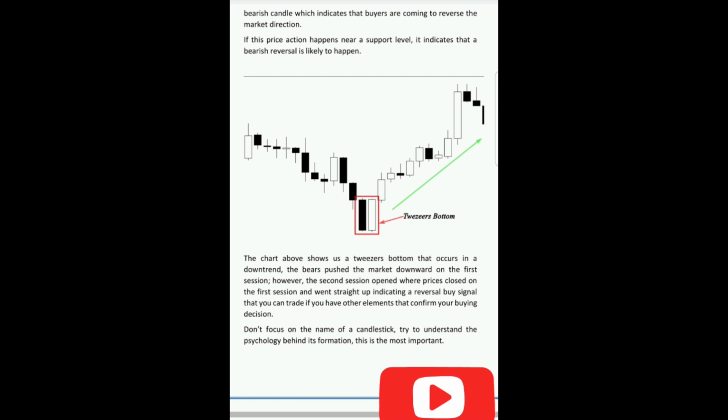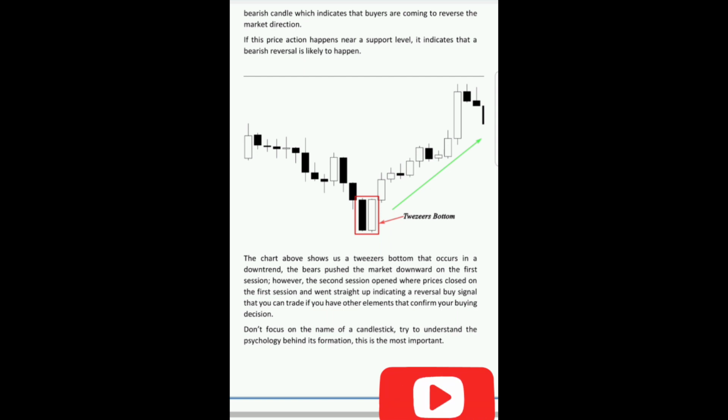The chart above shows us a tweezers bottom that occurs in a downtrend. The bears pushed the market downward on the first session. However, the second session opened where prices closed on the first session and went straight up, indicating a reversal buy signal that you can trade if you have other elements that confirm your buying decision.